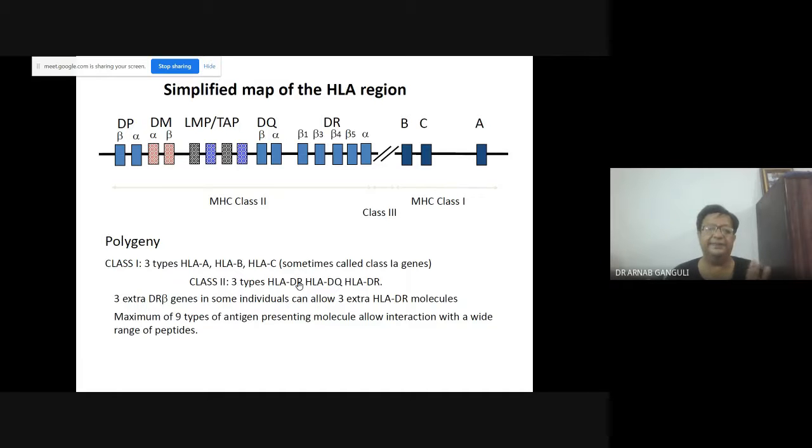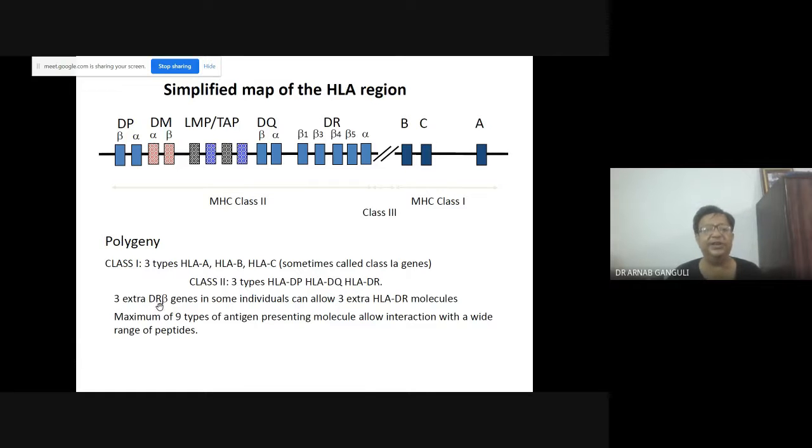Class 2, three types: HLA-DP, HLA-DQ, LMP-DM থাকবে, ঠিক আছে, কিন্তু কম্বিনেশনস হচ্ছে HLA-DR. So either এই একটা you will get an MHC class 2 like this, or like this, or like this. এই DM, TAP, LMP থাকবে.